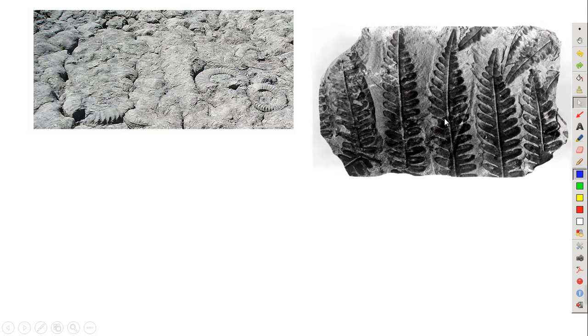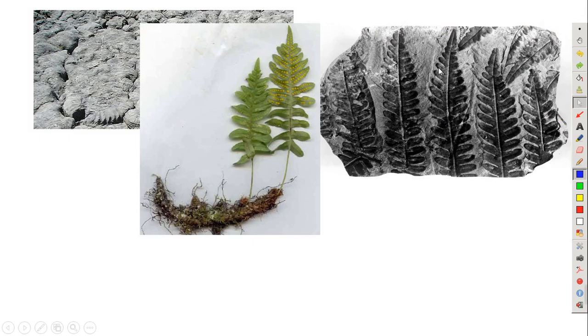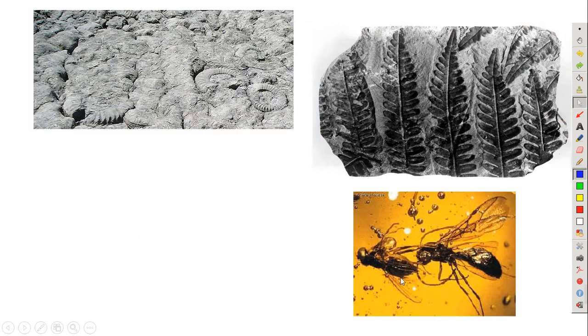You can also have plants. You might have recognized a fern here that has been fossilized. These are insects which are in amber. I don't know if you know this: amber is simply the sap of trees which has trapped these insects, and then the sap has hardened and been transformed into a rock.